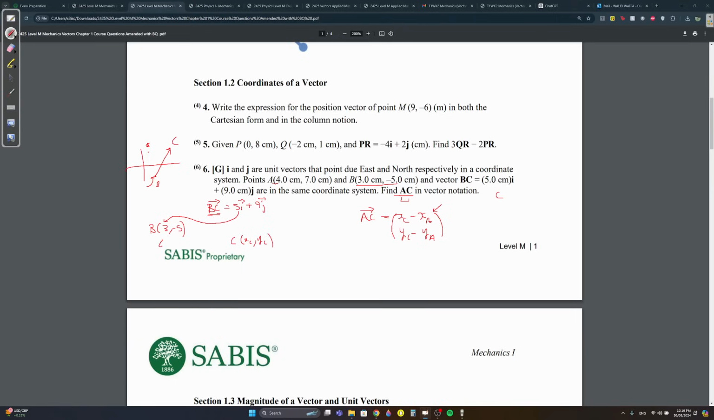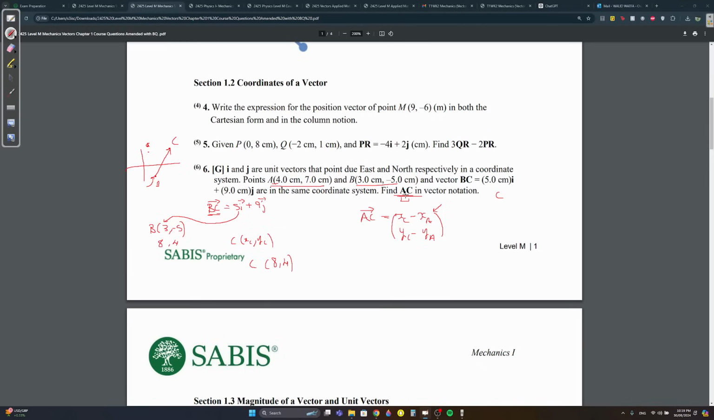So 3 plus 5 is 8 and minus 5 plus 9 is 4. So C is (8, 4). Very easy. Now I know what C is. I know what A is. Can I find out what AC is?